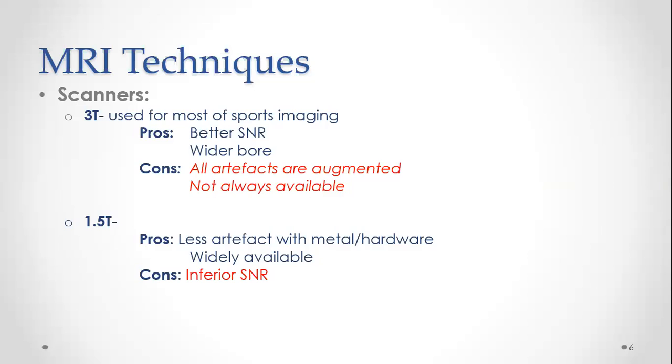The disadvantage of the 3 Tesla scanner is the artifacts. I'm sure you all know that all artifacts are augmented with 3 Tesla scanners. That includes metal artifacts, motion artifact, susceptibility artifact. 1.5 Tesla scanner is definitely another option. It's widely available. The artifact issues are minimized, especially if you have a patient with hardware. The disadvantage of the 1.5 Tesla scanner is obviously the inferior SNR.